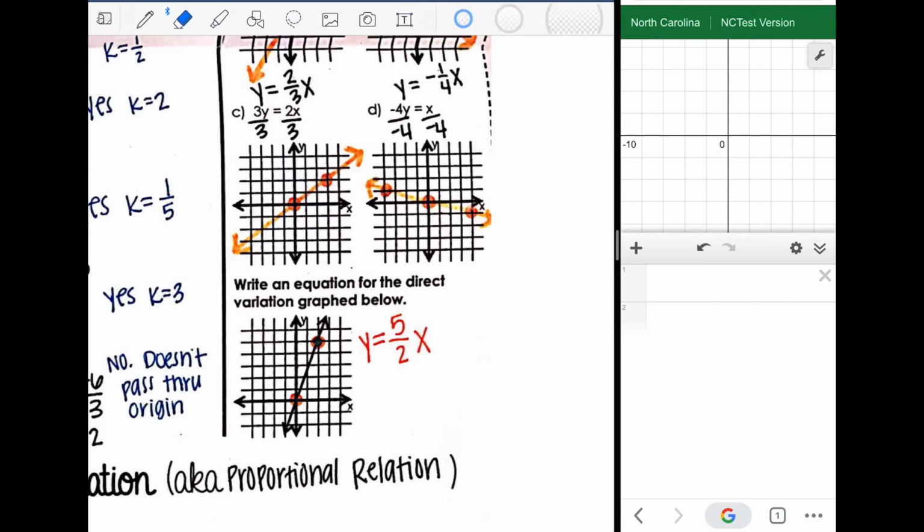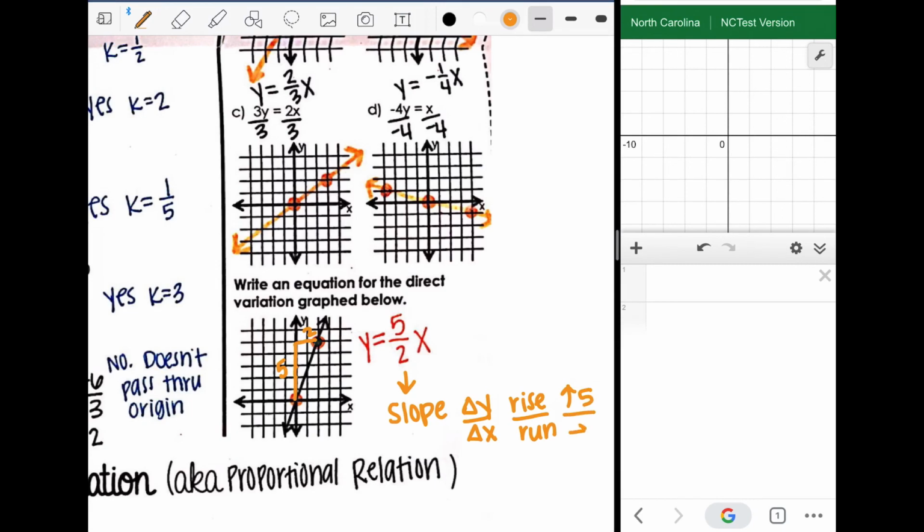where k is actually your rate of change or the slope. And that is the change in y over the change in x, or the rise over run. So to get from one point to another, we had to go up 1, 2, 3, 4, 5, and right 2. So we had to go up 5, right 2. That gives us a +5 over +2.